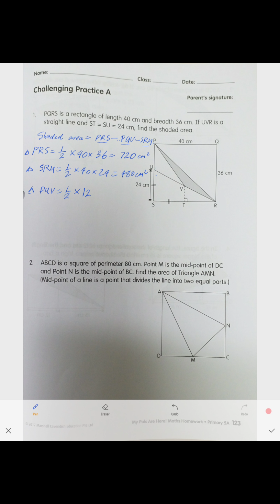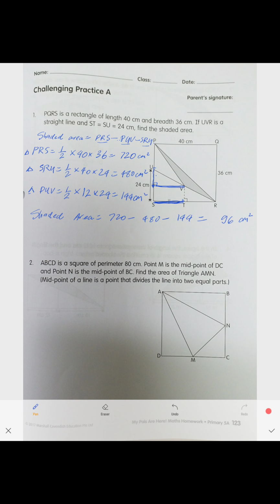Now we need to find our height. We prolong it and we put the perpendicular line, right? This is our height. Our height is completely the same as ST, and ST is completely the same as US. It is 24. So 144 square centimeters, right? That's it. So we find our shaded area. Our shaded area is equal to 720 minus 480 minus 144. The answer is 96 square centimeters. That's it.